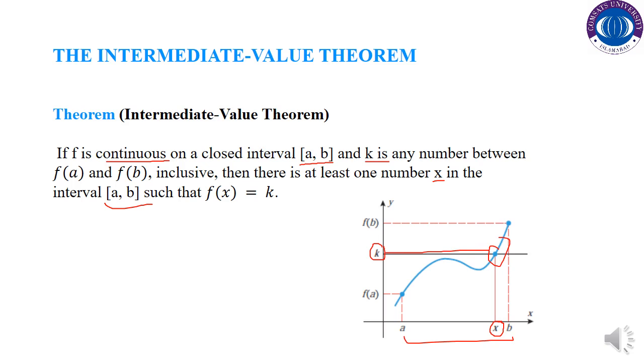ठीक है, यानी अगर आपके पास कोई भी कॉन्टिन्यूस फंक्शन है in a closed interval [a, b], and k is any number between f of a and f of b, then there is at least one number x in the interval [a, b] for which f of x, the value of function at x, is k. ठीक है, तो इस सब के लिए जो मेन कंडीशन है वो ये है कि आपका फंक्शन जो है वो कॉन्टिन्यूस होना चाहिए, तभी हमारे पास ऐसा एक वैल्यू x एग्जिस्ट करेगी कि हमारे पास f of x is equal to k.